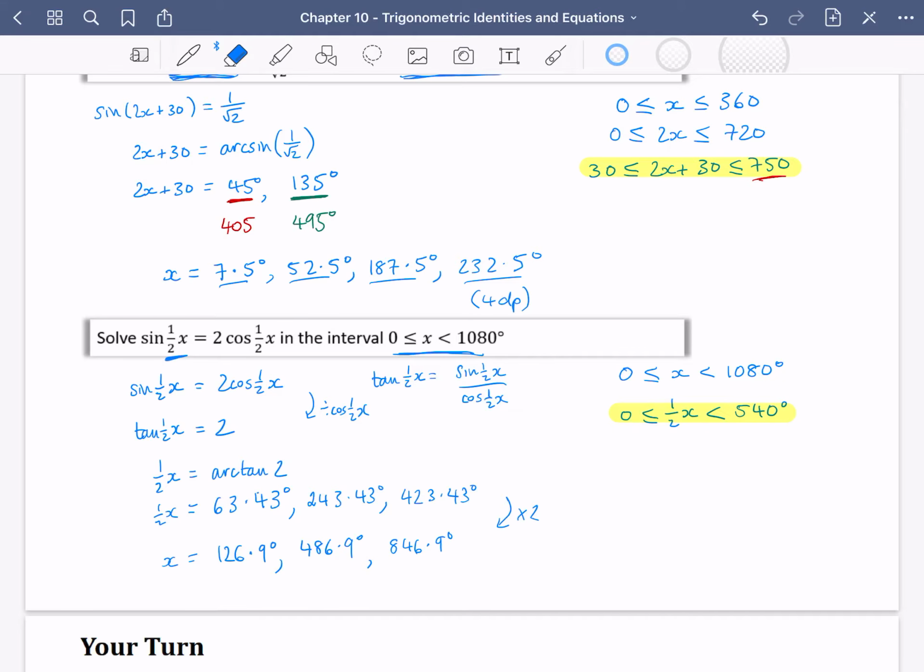So let's just check that these are solutions. I'm going to do it on my calculator. So let's just quickly switch to the camera.